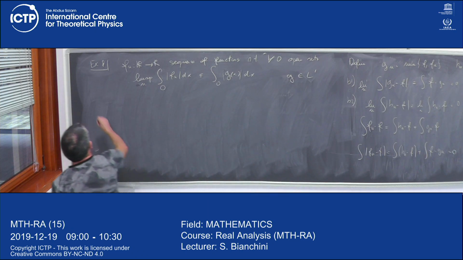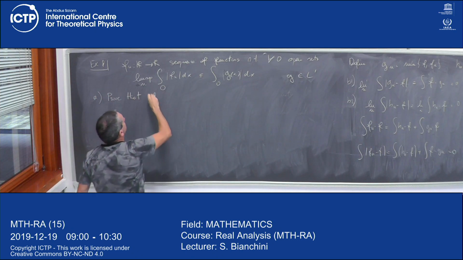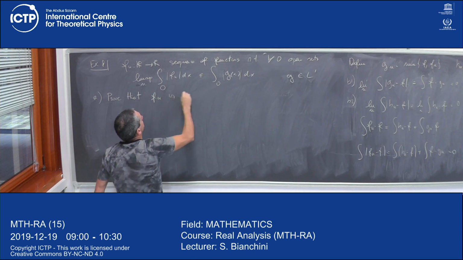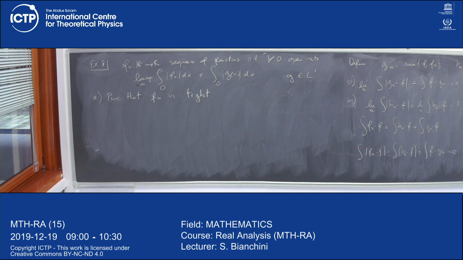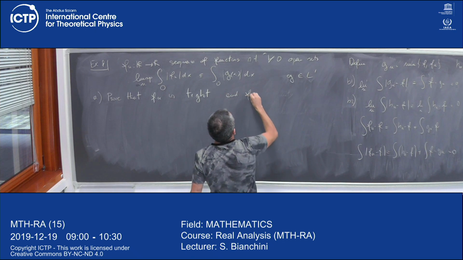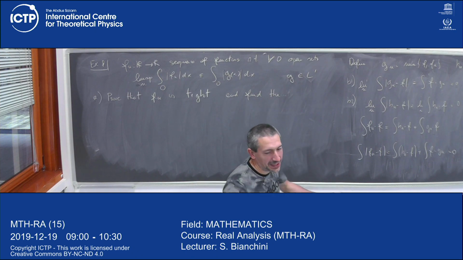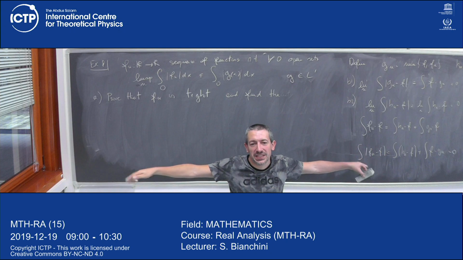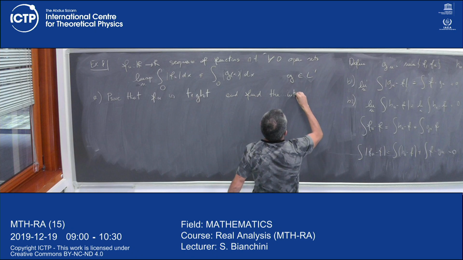So A, prove that Fn is tight. Okay, and then find an interval. I don't want to write the sentence. The interval means that I need to find a large interval so that what is left is less than epsilon for all n. So this is the short way.